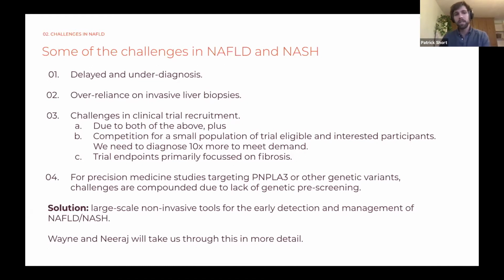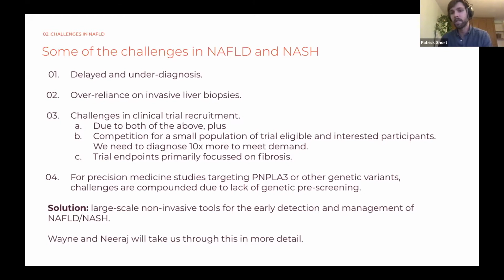A third one, which is really a symptom of both of the first two, plus some other things, is we know we have a huge set of challenges in clinical trials, in particular when it relates to recruitment. And I think Wayne's going to touch a little bit more on this, but we think there's probably a need to diagnose about 10 times more people than we have today with NAFLD and NASH in order to meet the requirements of all the trials that are active. So this is an enormous problem. And it means that at this critical step of getting treatments to patients, we run really the risk of massive delays and cost overruns.